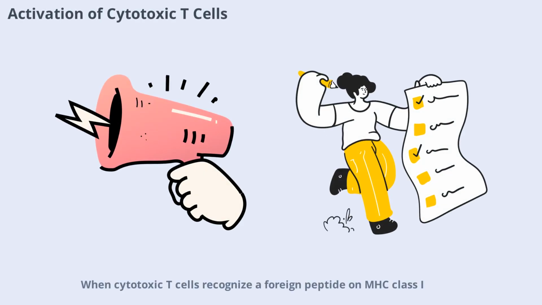When cytotoxic T cells recognize a foreign peptide on MHC class I, they become activated and release molecules that kill the infected cell. This targeted destruction is vital for controlling viral infections and preventing the spread of abnormal cells. The precision of cytotoxic T cells ensures that only infected or abnormal cells are eliminated, preserving healthy tissue.